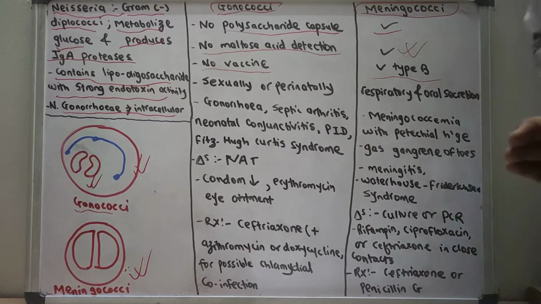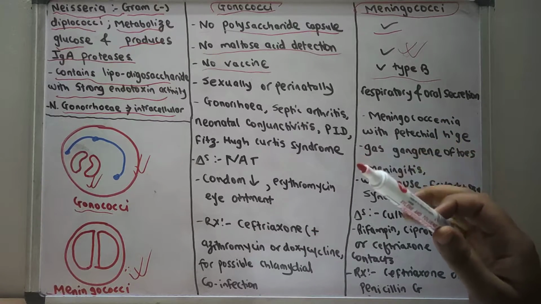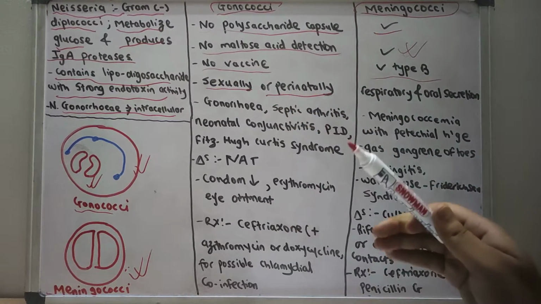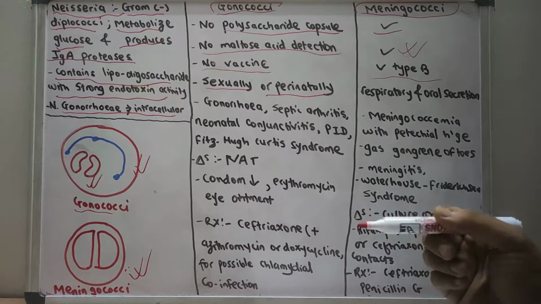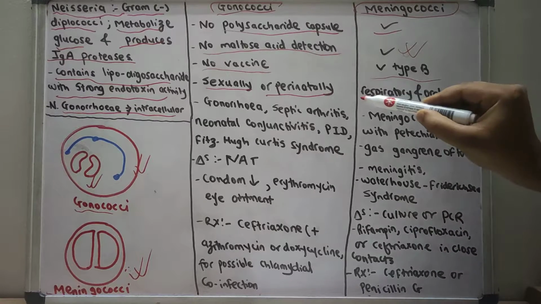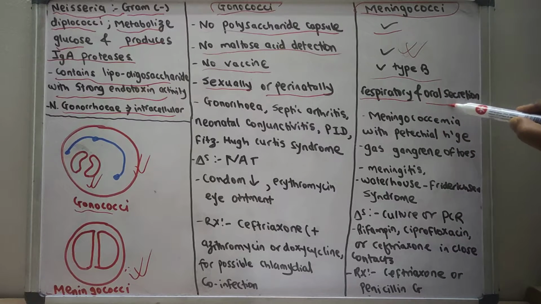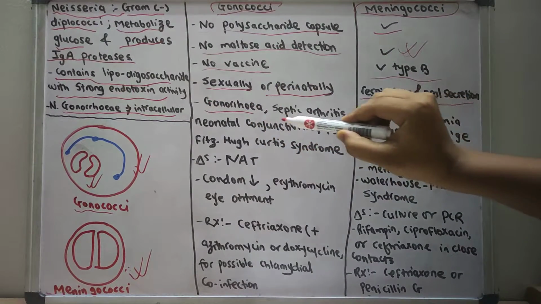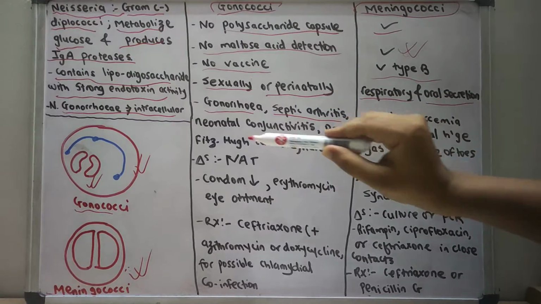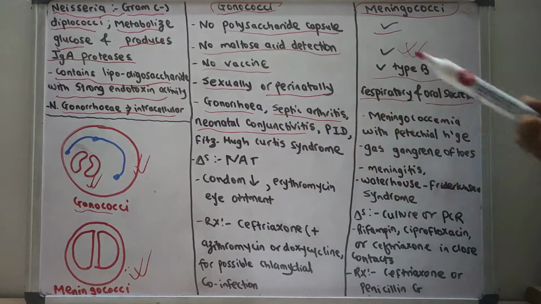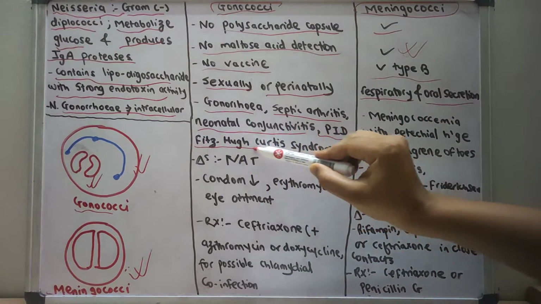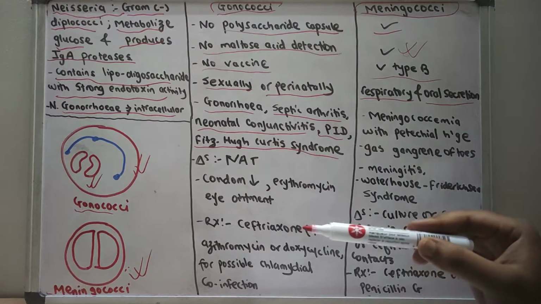The gonococci or the gonorrhea are transmitted sexually or perinatally during vaginal delivery, whereas the meningococci are transmitted by respiratory droplets or oral secretion. The gonococci causes gonorrhea. It also causes septic arthritis. It also causes neonatal conjunctivitis, pelvic inflammatory disease, and Fitz-Hugh-Curtis syndrome.